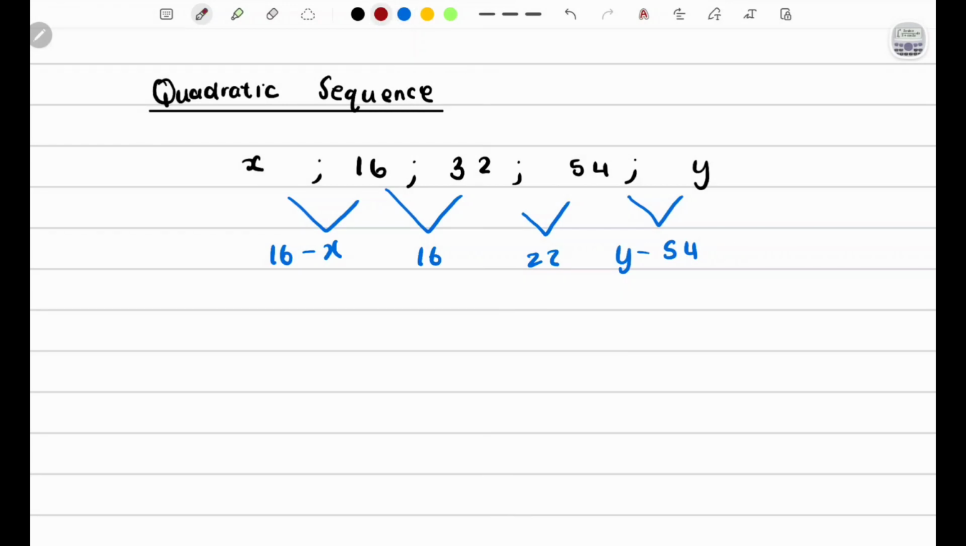Then we'll have to find the second constant difference. And we'll do that by saying y minus 54 minus 22, and you see it's only 1 term, so you don't need brackets. Then the second one we would find by saying 22 minus 16, which gives us 6.